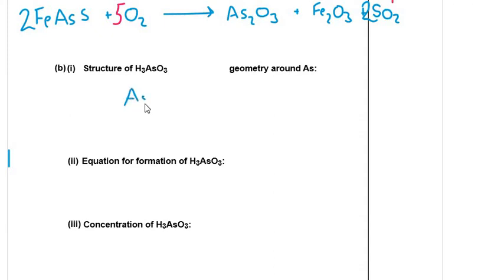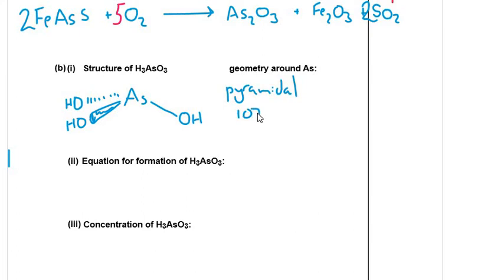So we've got As bonded to 3 OHs here, like this. Put a wedge bond in there, another just here. There we go. And then the geometry, I'm going to put just a belt and braces approach. It's pyramidal shape with a 107.5 degrees bond angle.